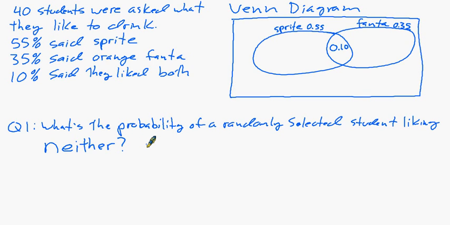Well, here's another question, starting to get more interesting. What's the probability of a randomly selected student liking neither of them? All right, well, let's consider this one quickly.